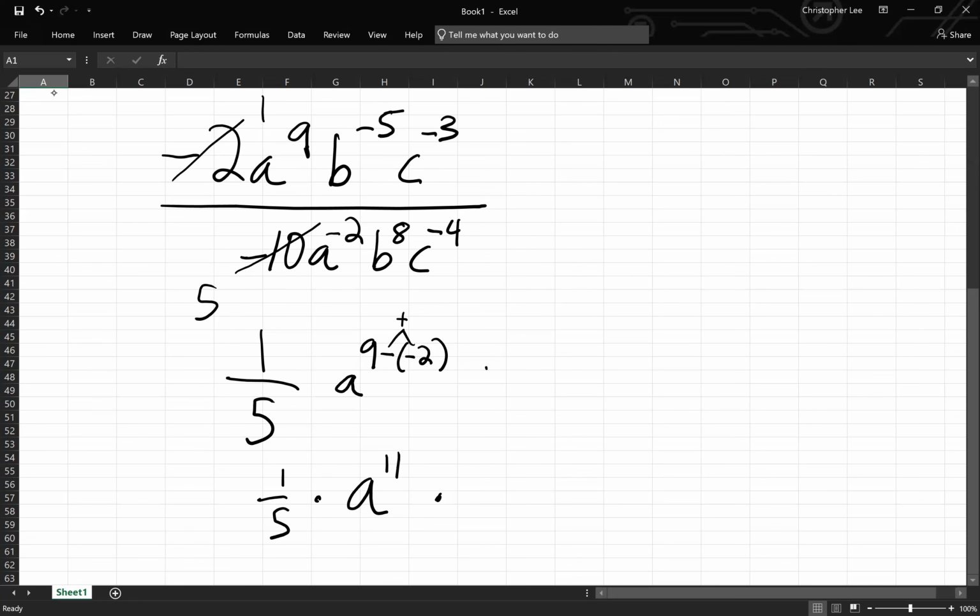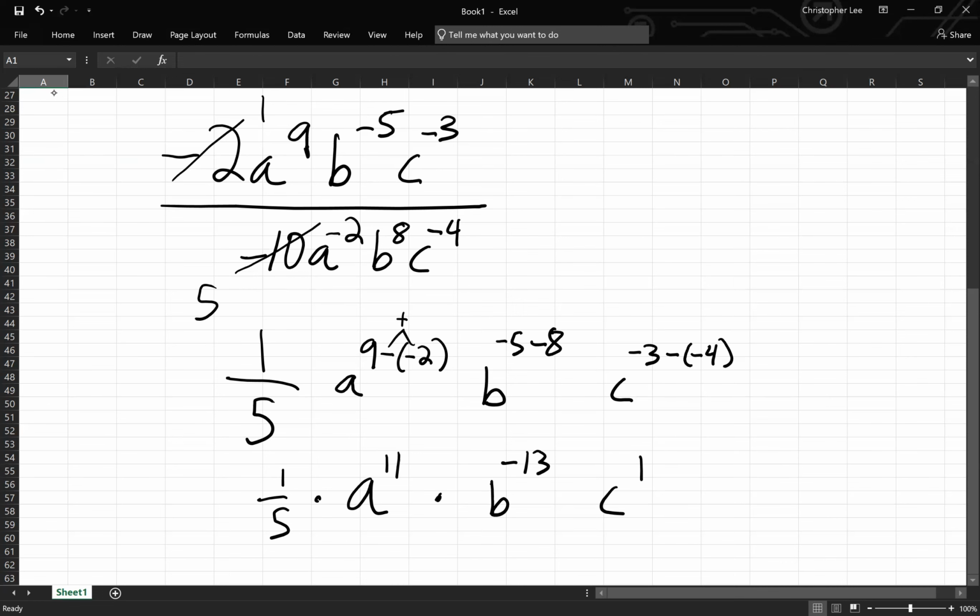Next, let's do the B. What's B gonna be? Minus what? What's the answer? No. Negative 13. Now we're talking. How about C? C is -3 minus -4, which becomes what? 1.